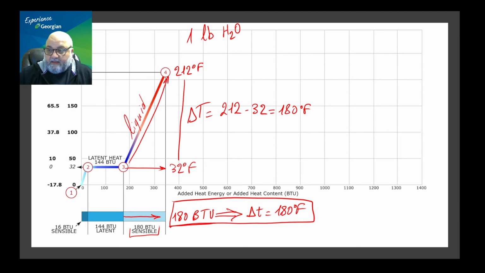Now, the next step obviously is to go beyond point number 4. At point 4, we're 100% liquid, but we're also at 212 degrees Fahrenheit. That is the boiling temperature of water. What will happen if I keep adding more heat to that 1 pound of H2O at 212 degrees Fahrenheit?